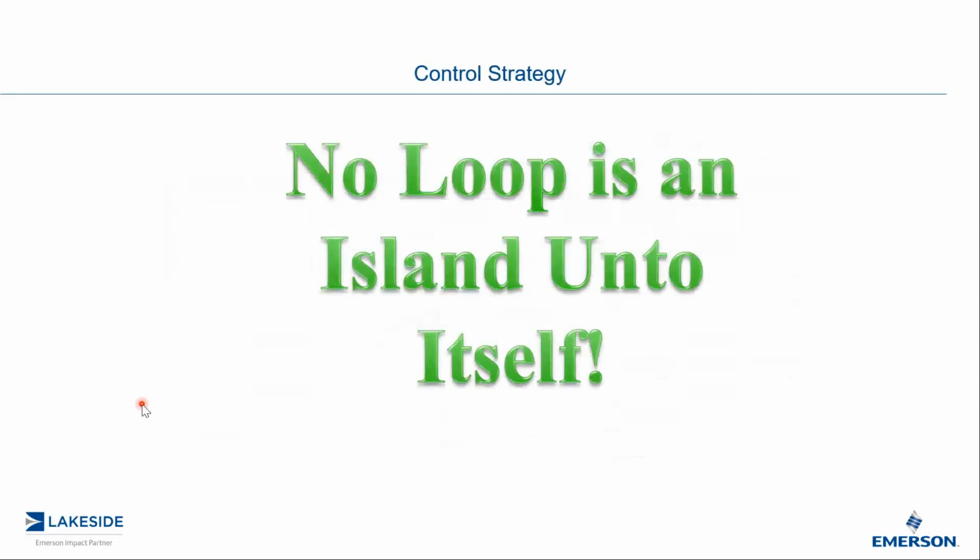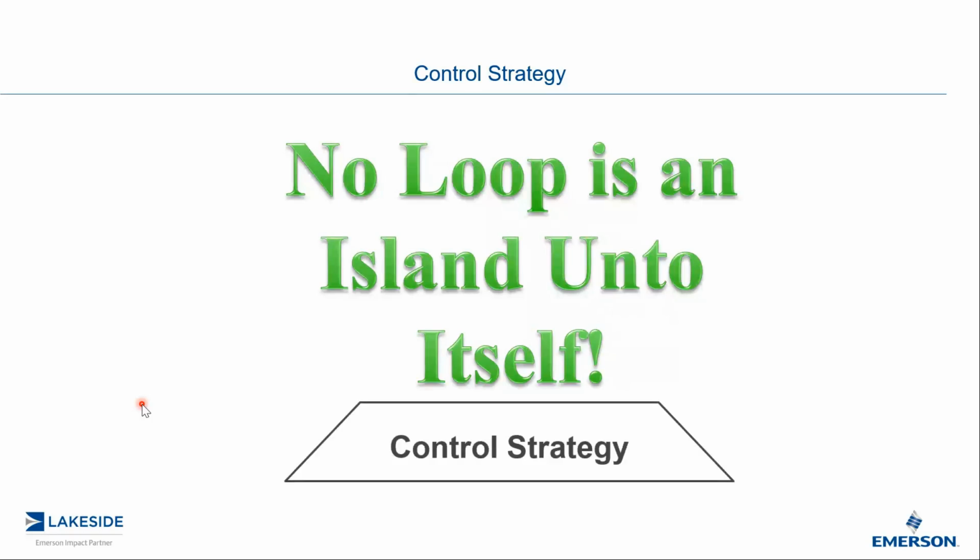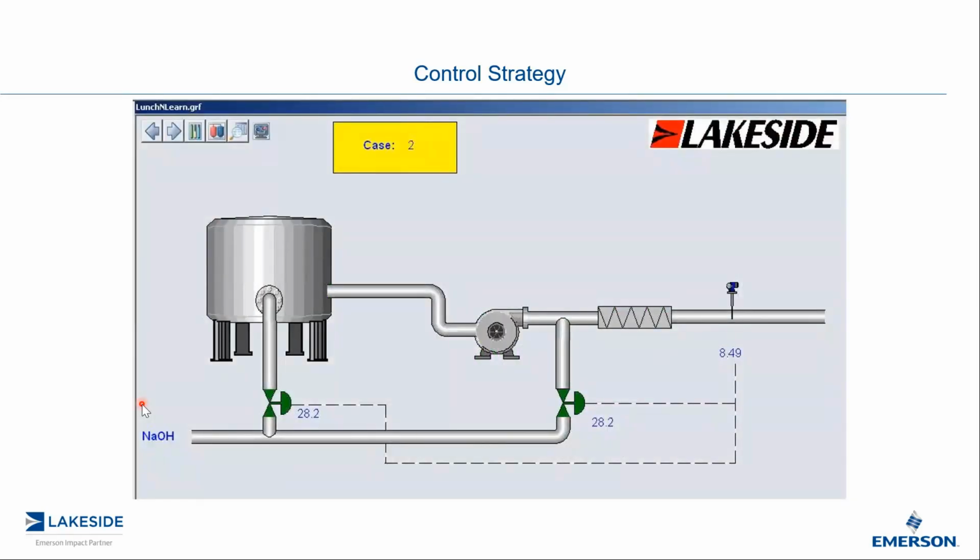Control strategy. No loop is an island unto itself. So when we tune a controller, you can tune a control loop, but you always have to consider its role and its interactions with other control loops. You really can't just tune a loop. You have to consider its effect on other control loops. So let's go back to our example here.